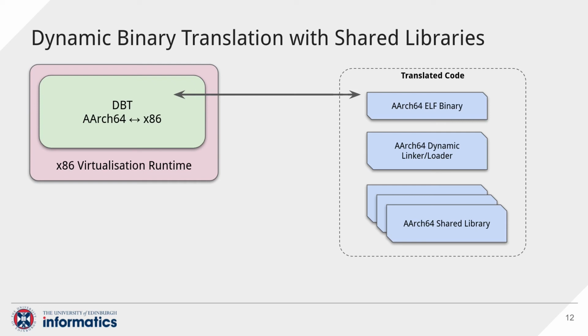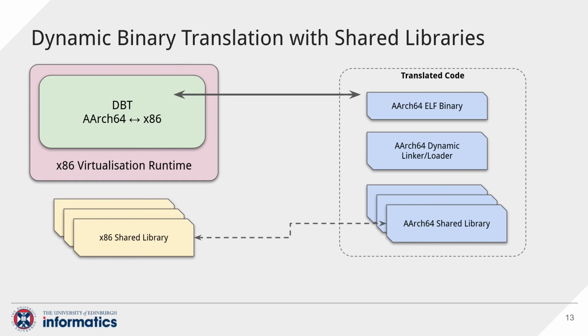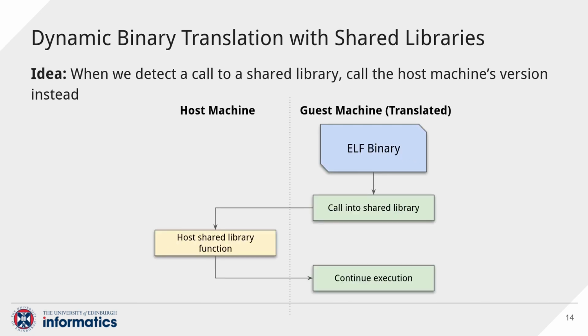So now here's this idea again. What if we can use host versions of these shared libraries? So already compiled existing code for the host architecture. And what we end up getting is a sort of mirroring of these shared libraries. So we have the guest versions of the shared libraries, which mirror the host versions of the shared libraries. The only difference is that the guest versions are obviously compiled for the guest architecture, in this example AArch64, and the host versions are compiled for the host architecture, in this example x86.